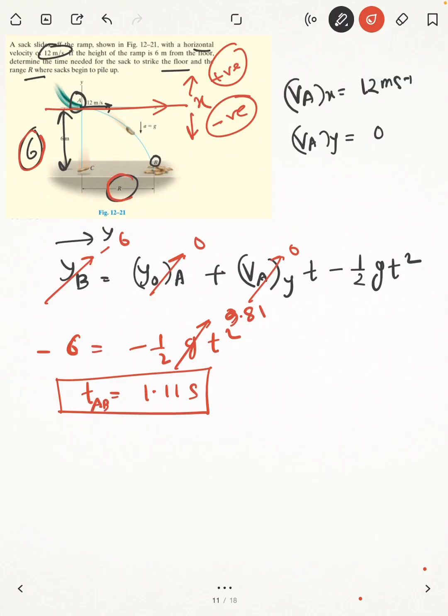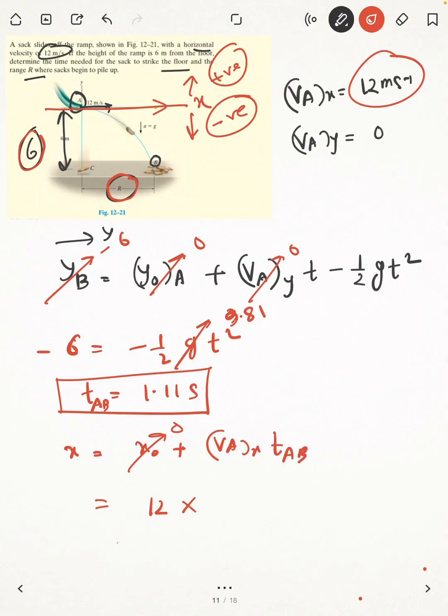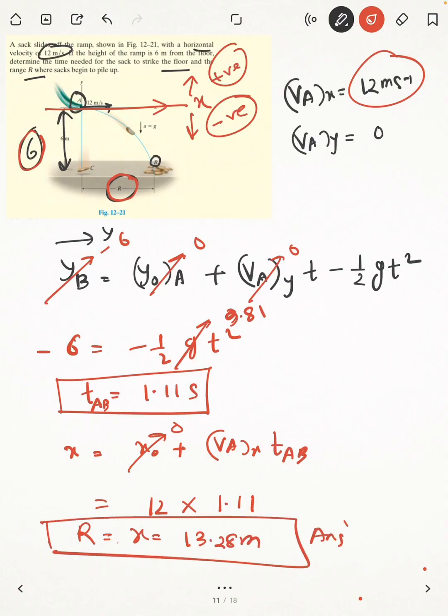And you are now asked to determine the range, the horizontal distance R. So which equation do you have to use? You have to use this equation: x is equal to x naught plus v a x times t. We do not have any x naught, that should be 0. We have v a x, that is basically 12. So 12 times what? It should be t from A to B, how much time it needs to reach. So it should be 1.11. And if you do the calculation, you're going to end up with this R x, and that's basically 13.28 meter. So that is your answer.